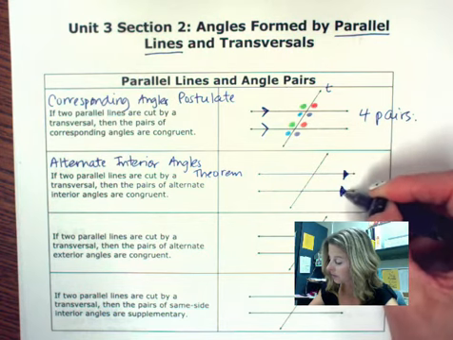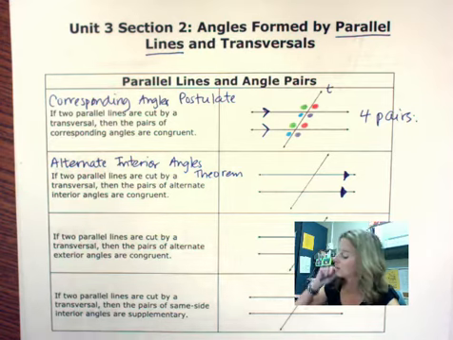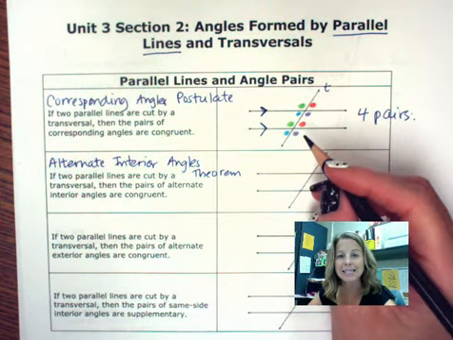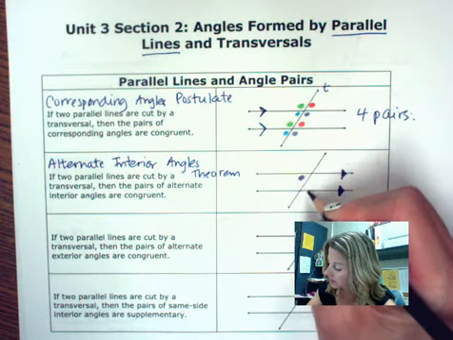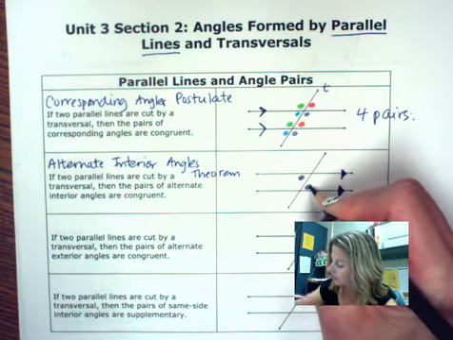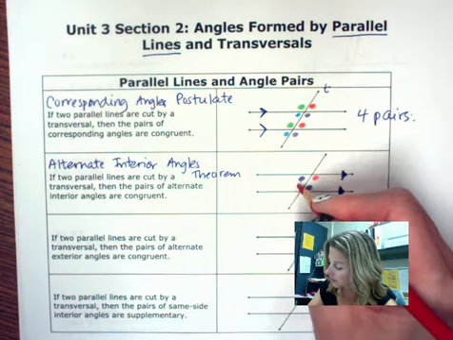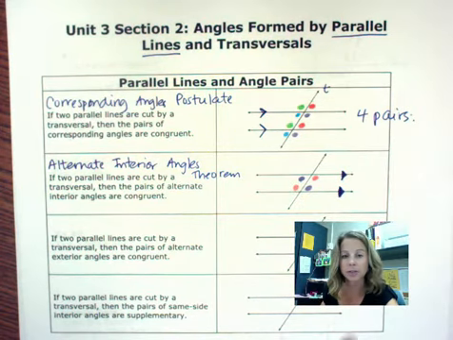Okay. So let's indicate where the alternate interior angles are. So I have a set, remember they alternate the transversal, but they're in between the parallel lines. So I have a set here and a set right here. And then I have a pair right here and then over here. Okay. Those are alternate interior.